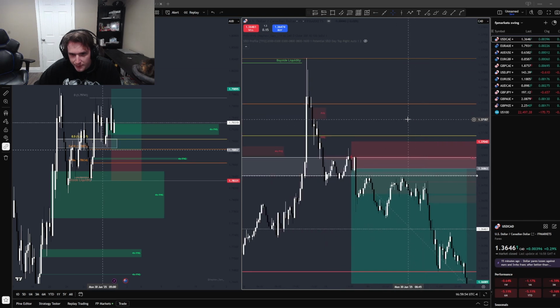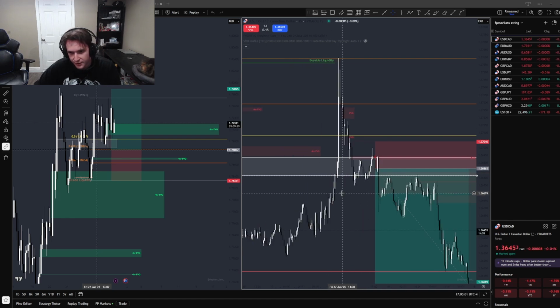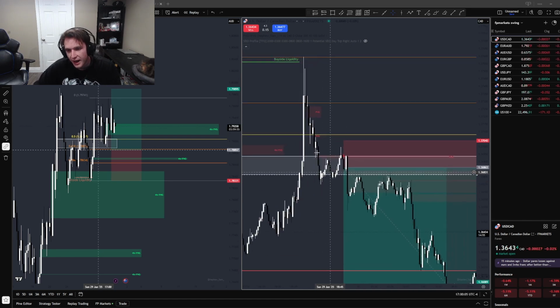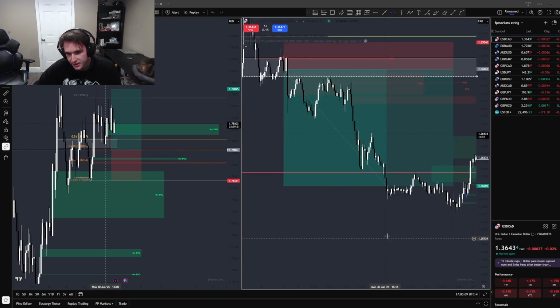I actually entered on a 15-minute engulfing, this one right here. I entered on this candle right here, on the engulfing candle, on the 15-minute, because I figured we were probably looking to be bearish soon. Now, market goes up a little bit, dies down, and then the rest is just history.